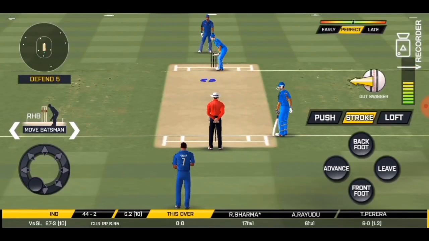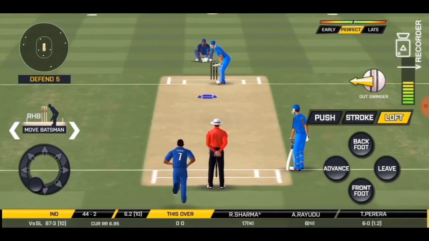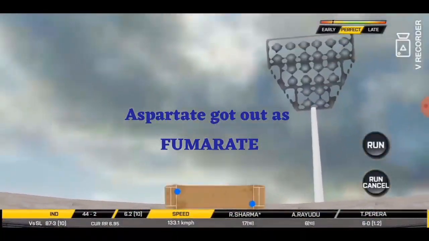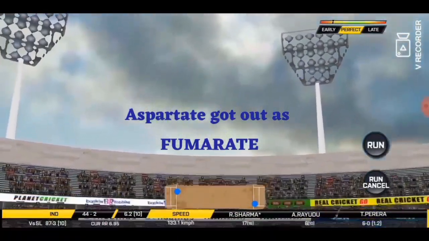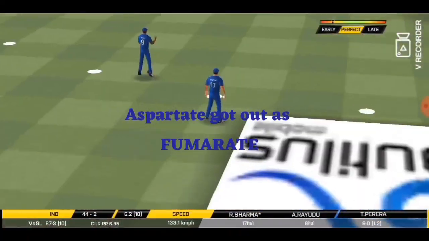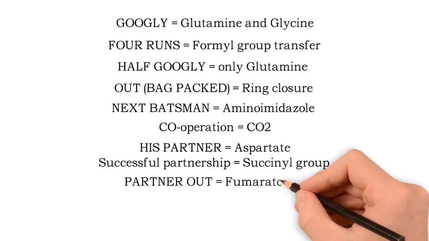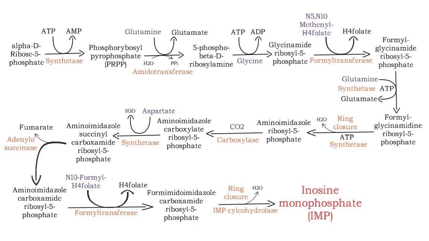After the successful partnership, the partner aspartate got out as fumarate. So the partner out means aspartate out as fumarate. So remaining is aminoimidazole carboxamide ribosyl 5-phosphate.